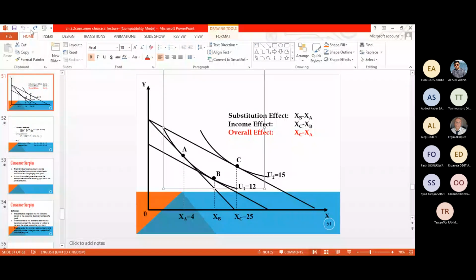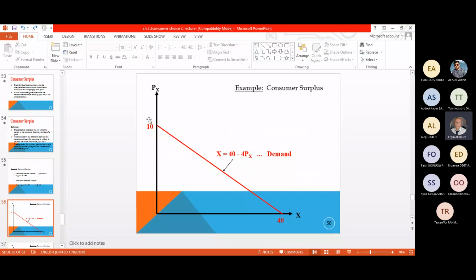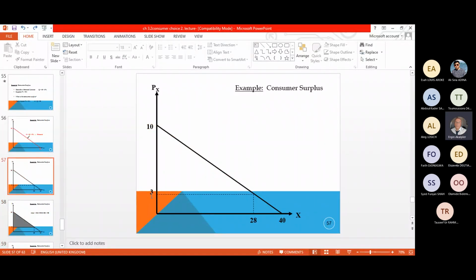We were here, as you see, 10 and 40. Now we want to calculate the surplus, this area. How are we going to calculate it? As in geometry, you use height times base divided by 2. This is a right angle triangle, so you will calculate like this.